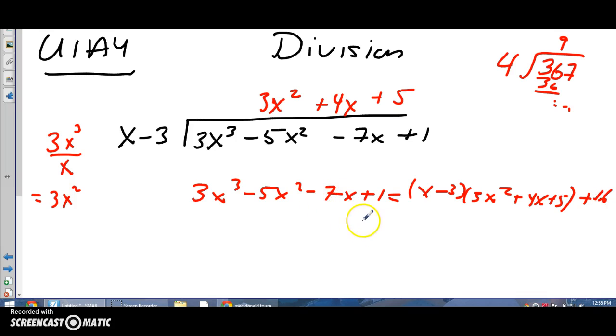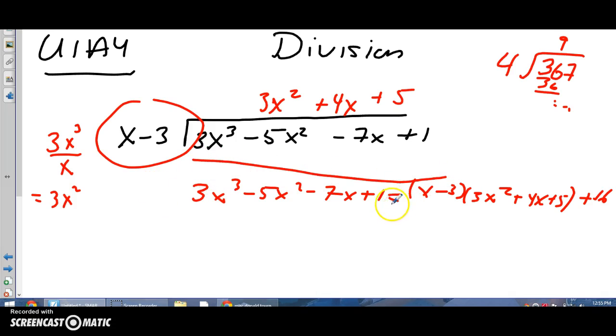So that's a remainder of 16. Does that divide evenly? No, it doesn't. So what is x minus 3 a root? Is the root 3? No, it's not for this one, but that's tomorrow's work.